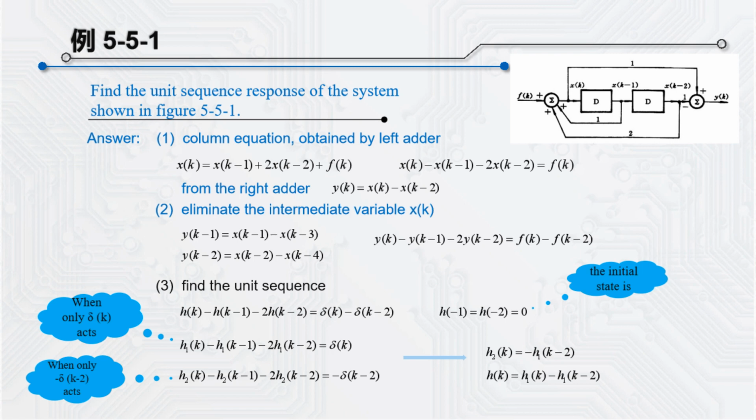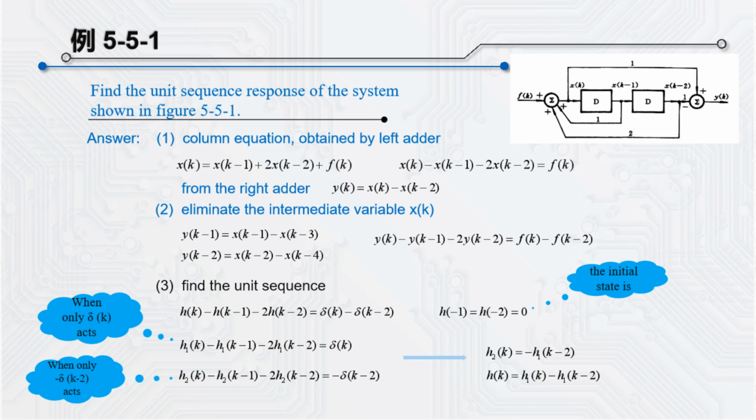Now that we have an expression for this difference equation, let's solve for the unit sequence response of the system. Let's analyze this. To find the unit sequence response of the system, we can do it in two parts. The first part, the system acts on delta of k only. The second part, the system acts on the excitation minus f of k minus 2, and this excitation is also minus delta of k minus 2.